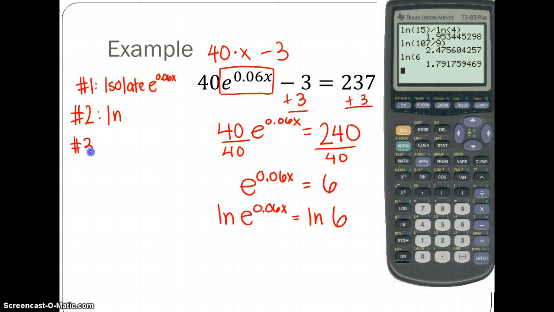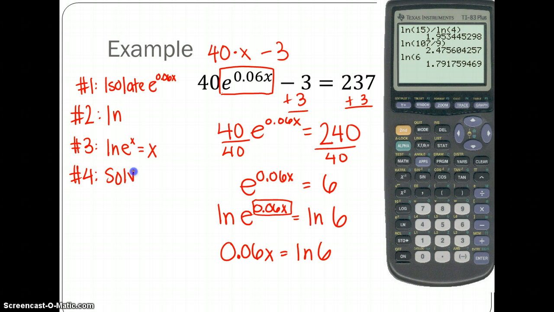So we need to do step 3, use our properties. So natural log of e to the x equals x. In this case, our exponent isn't just x, it's 0.06x, but we can use the same idea. The natural log of e to any power is just going to be equal to that power. So 0.06x equals the natural log of 6. Step 4, solve for x. So divide both sides by 0.06.